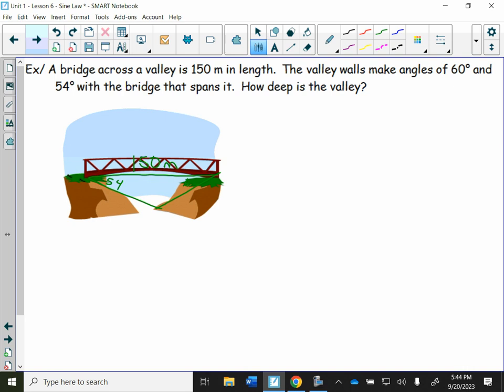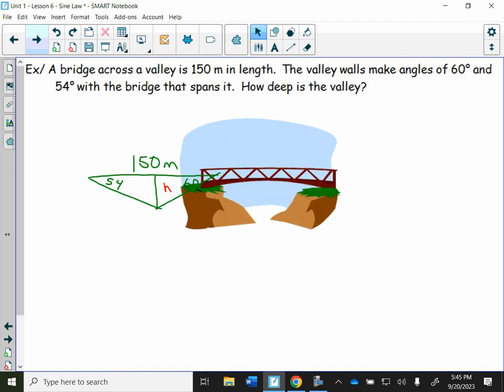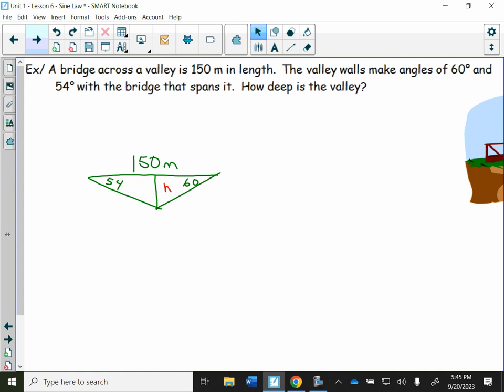Well, the depth of the valley goes right down the middle. There's my depth. We'll call that H for height, because that's what that is, the height of the valley. There's our picture. I'll point out to you guys, what kind of picture is that? Well, those are right angle triangles, because it went straight down, and maybe not in the middle, but it went straight down, so they have to be right angle triangles.